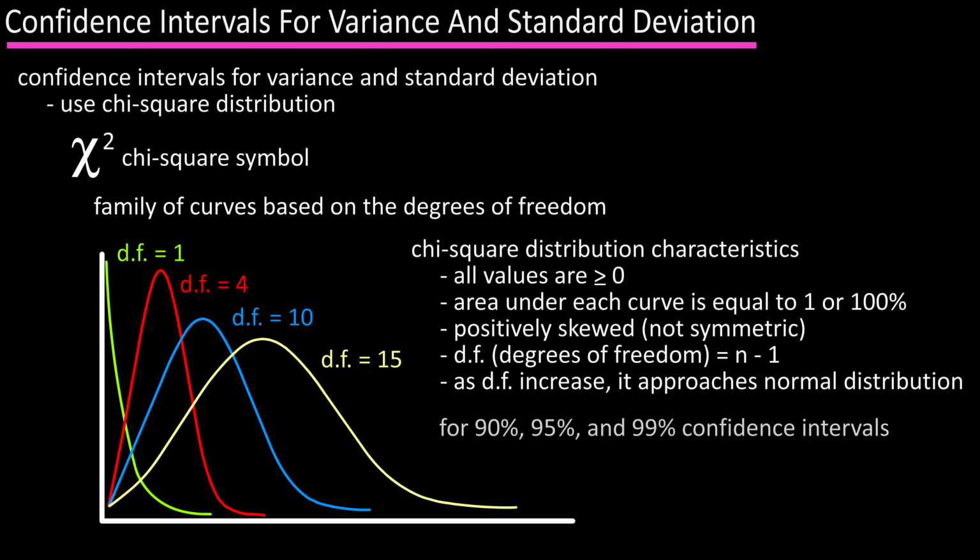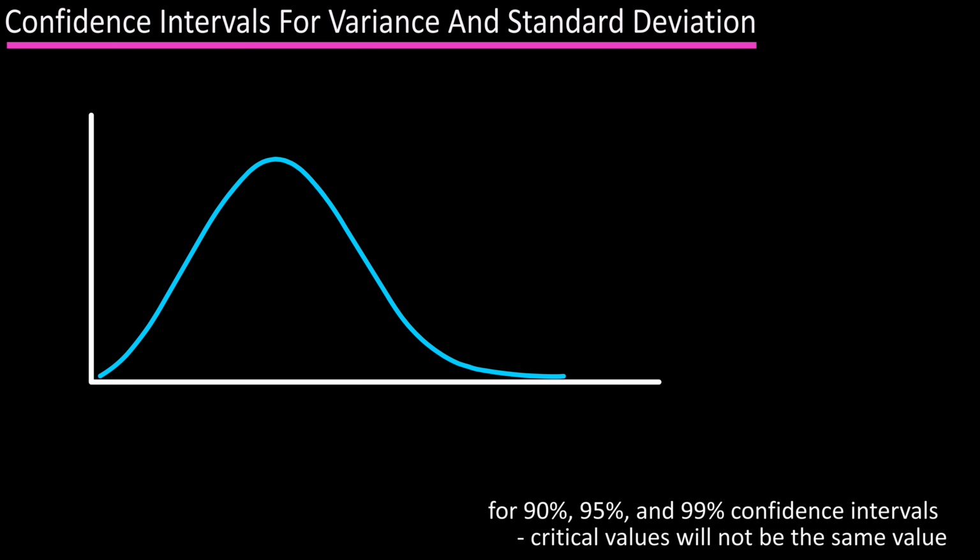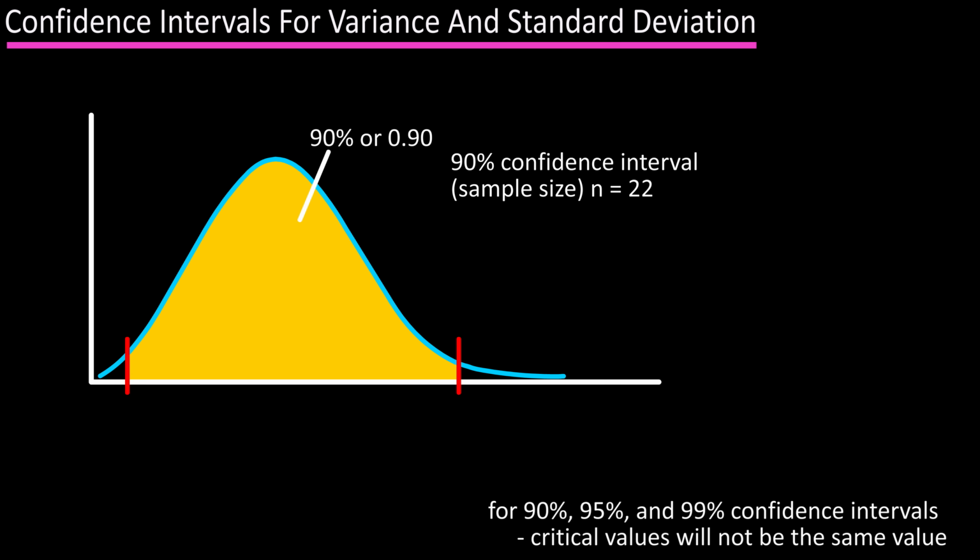As far as the 90%, 95%, and 99% confidence intervals, they have a similar concept for the chi-square distribution. However, since the chi-square distribution is not symmetric, the critical values will not be equal to each other. So let's say that this is a chi-square distribution with 20 degrees of freedom, and we want to construct a 90% confidence interval with a sample size of 22. So 90% of the area under the curve lies between these two values, which I've marked with red lines. And these lines, which represent the critical values, are noted as chi-square left and chi-square right. And since 90% of the area lies between the lines, 10% lies outside of the lines.